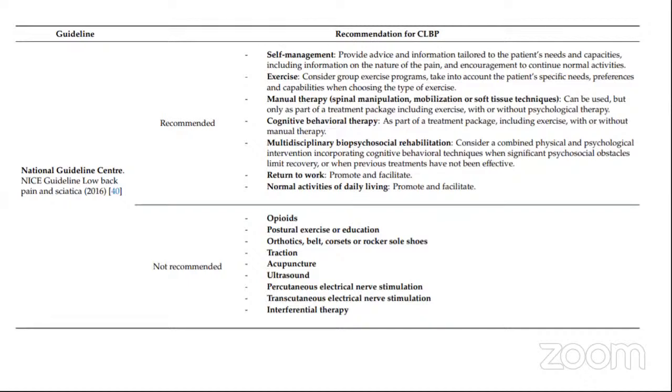Another article, given by the National Guidelines Center, has recommended the same things I told you earlier: self-management exercises, manual therapy, cognitive behavior therapy, a multidisciplinary approach, and return to work and normal activity. They have also recommended not to use opioids, postural exercise or education, orthotics, traction, acupuncture, ultrasound, percutaneous electrical nerve stimulation, TENS, and interferential current in chronic low back pain patients. Okay.